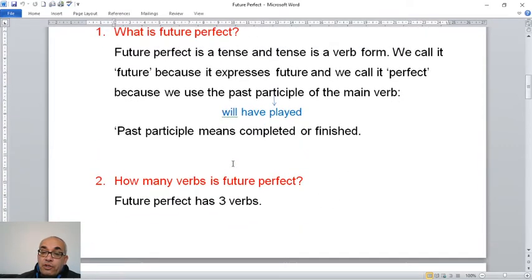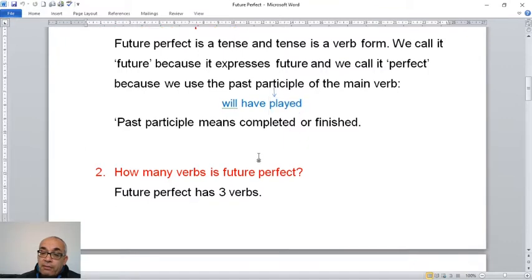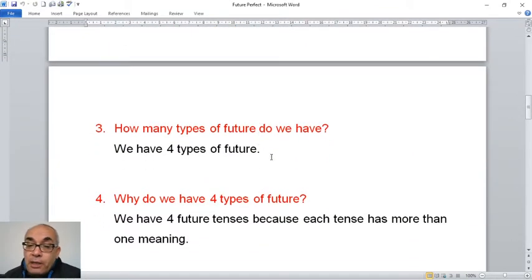How many verbs is future perfect? You can see 1, 2, 3. So future perfect has 3 verbs. How many types of future do we have? We have 4 types of future. Because I explained them in my previous videos. We've got future simple, future continuous, future perfect, and future perfect continuous.